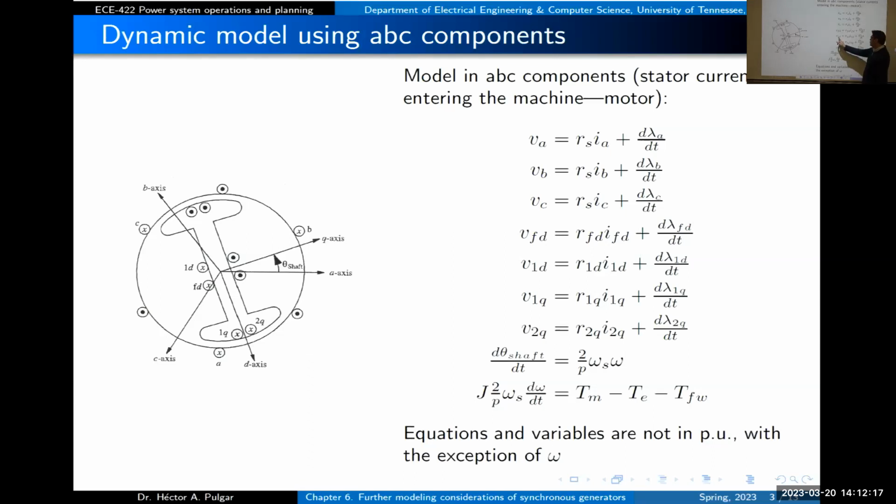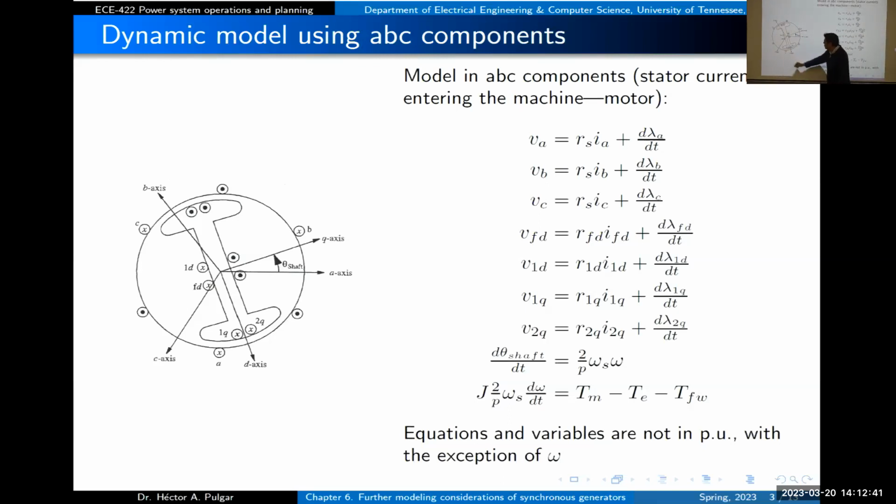And because these are in short circuit, these voltages right here will be 0. So that's the set of equations we are adding to our model. Plus the 2 equations that describe the motion. If somehow we know how much is the electrical torque, that's how the machine will change and move in time.